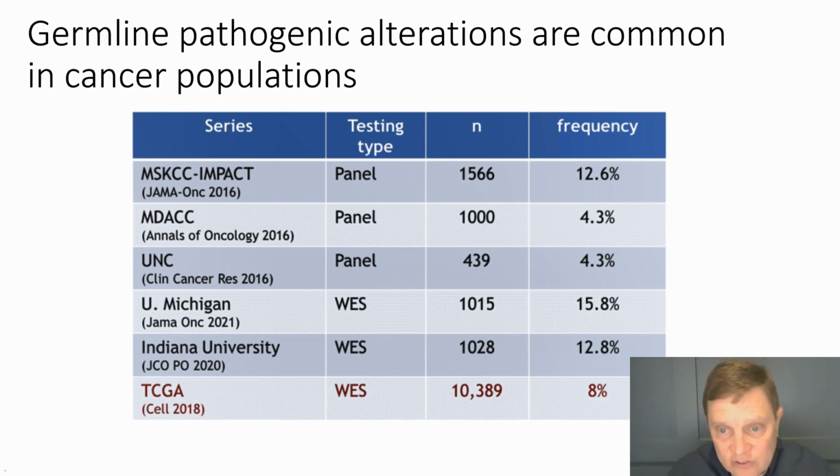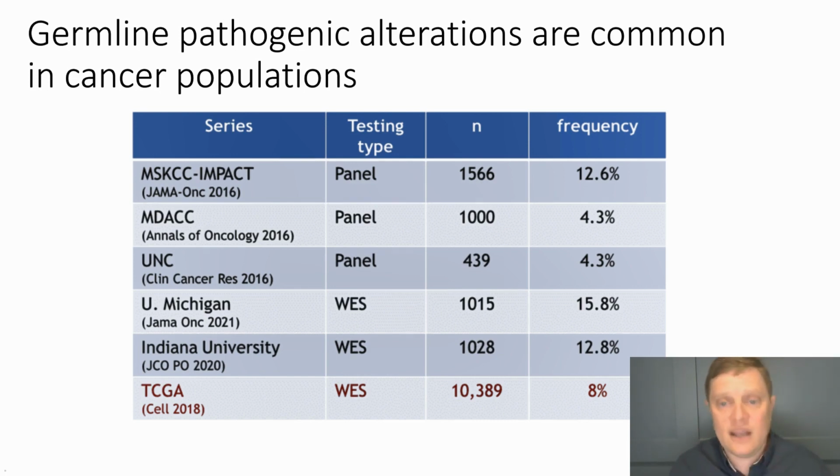And so, these last three studies are probably the best studies, but they're targeting different patient populations. So TCGA has a lot more earlier stage disease than the studies coming out of Indiana and Michigan. And so when we're talking about later stage disease, then, it's probably up here in that 12 to 15%. Earlier stage disease, it's going to be a little bit less.